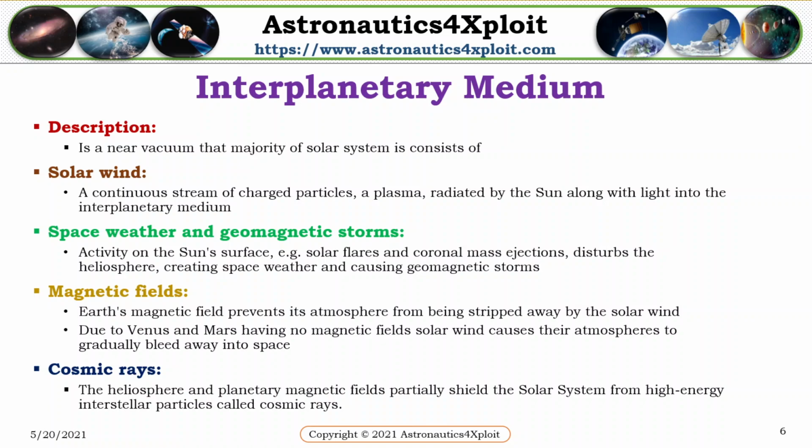Activity on the Sun's surface, for example, solar flares and coronal mass ejections, disturbs the heliosphere, thereby creating space weather and causing geomagnetic storms. Earth's magnetic field prevents its atmosphere from being stripped away by the solar wind. Due to Venus and Mars having no magnetic fields, solar wind causes their atmospheres to gradually bleed away into space. The heliosphere and planetary magnetic fields partially shield the solar system from high-energy interstellar particles, which are referred to as cosmic rays.